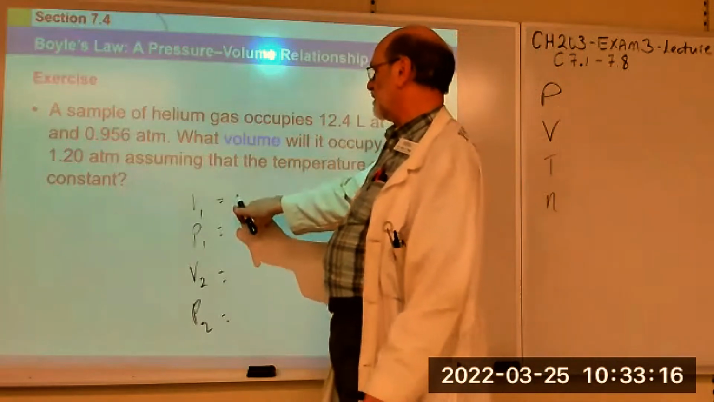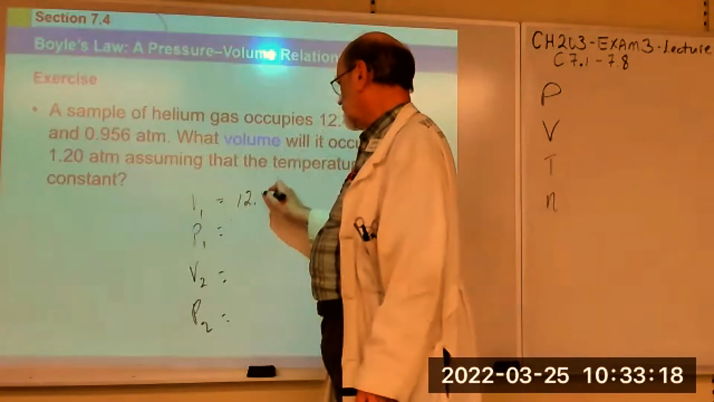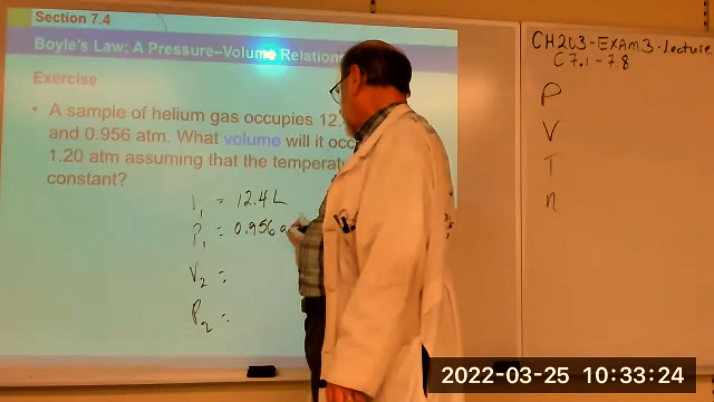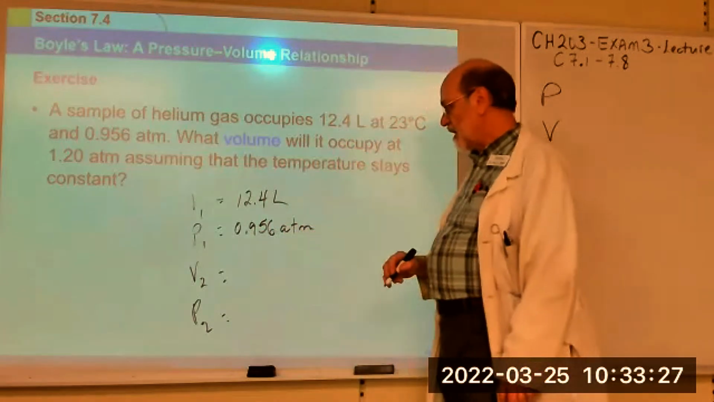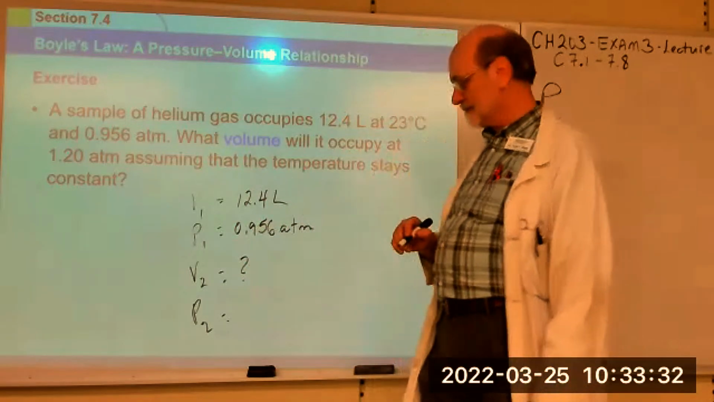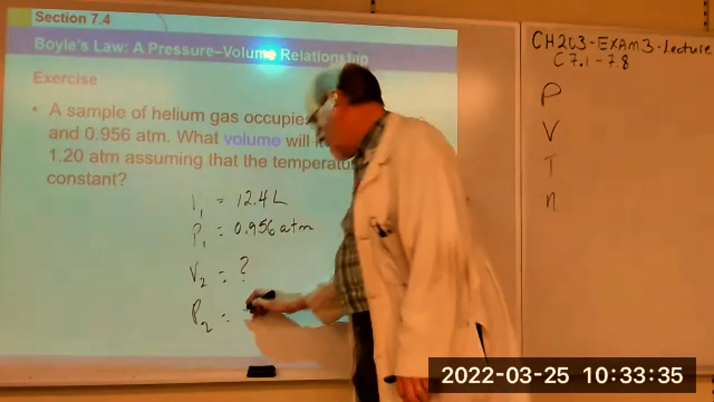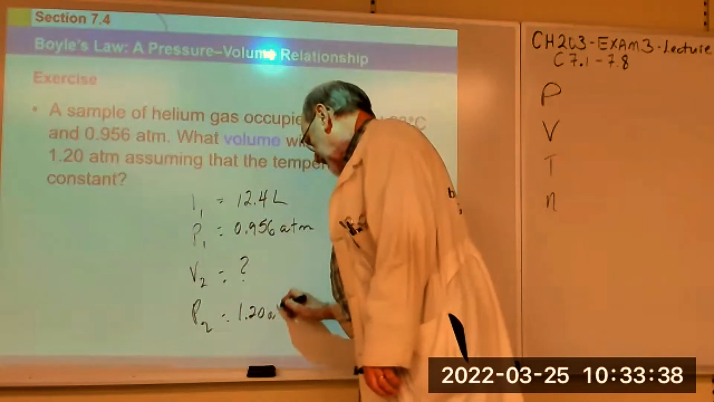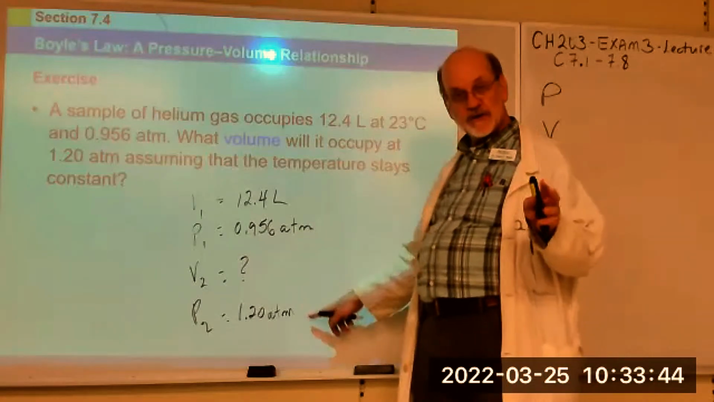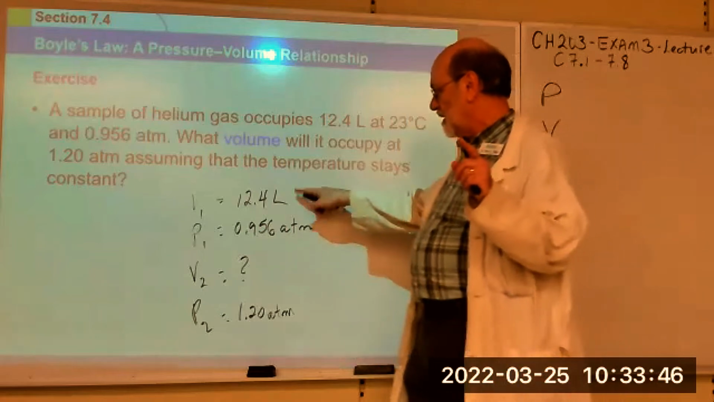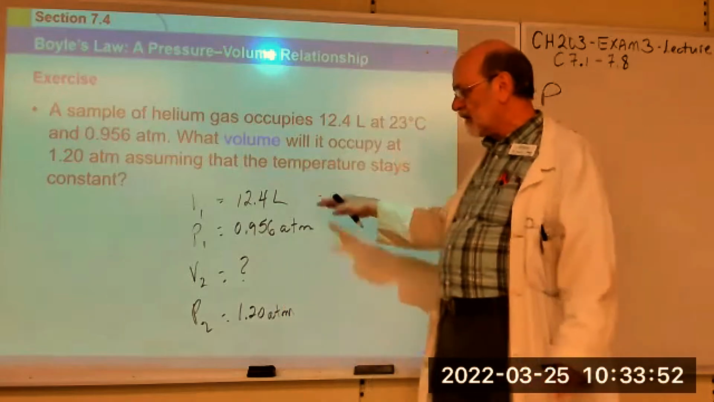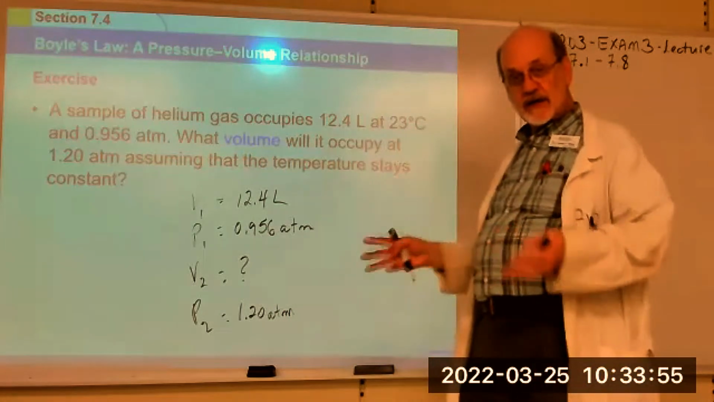So what's the original volume? 12.4 liters. What's the original pressure? 0.956 atmospheres. Okay. What's the final volume? That's the question. And what's the final pressure? 1.20 atmospheres. Okay. Atmospheres, atmospheres. Same units of measure for the pressure. That's important. Volume is in liters, so the answer will be in liters. And now you can plug these values into that formula and solve for the unknown.